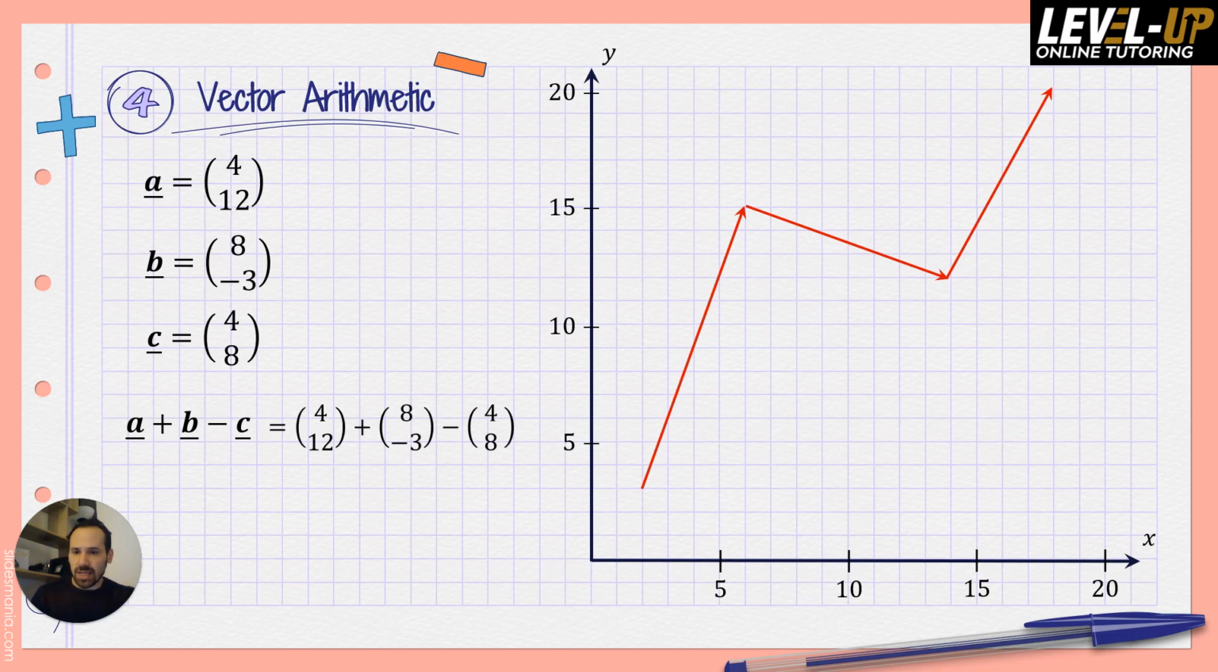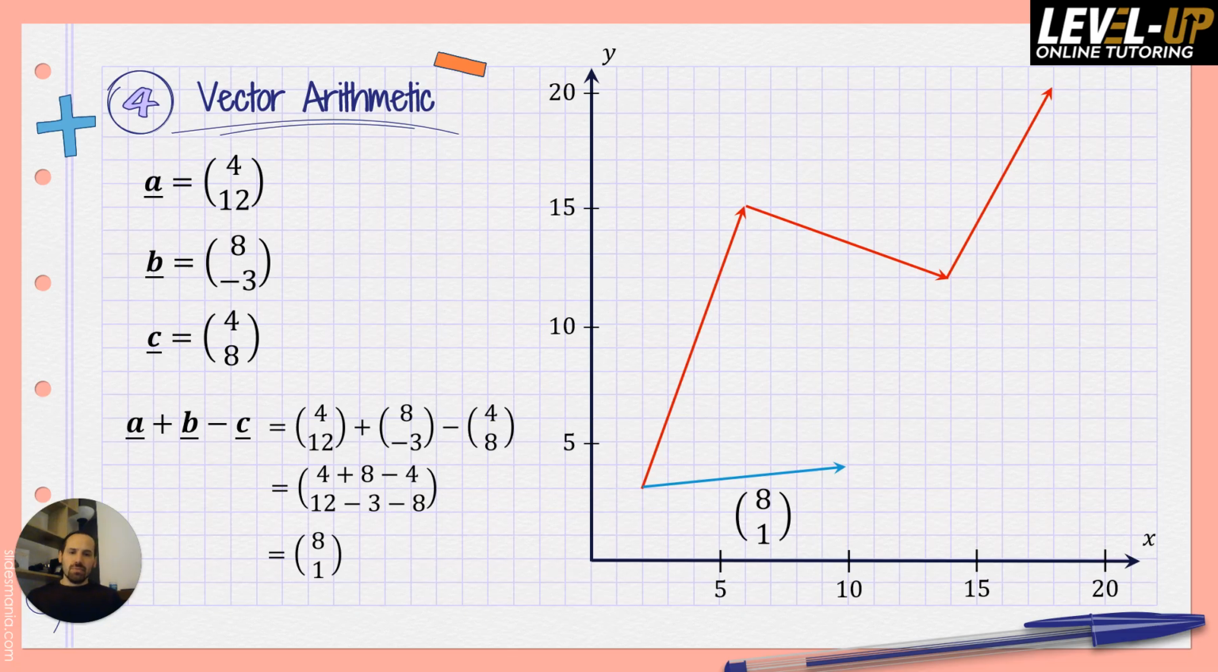So first of all, we can calculate it fairly easily. Similarly, we just add and subtract across the top. This time we're minusing 4 and minusing 8 from the x and y displacement. And we get this end result, and we can draw that on here as 8, 1.